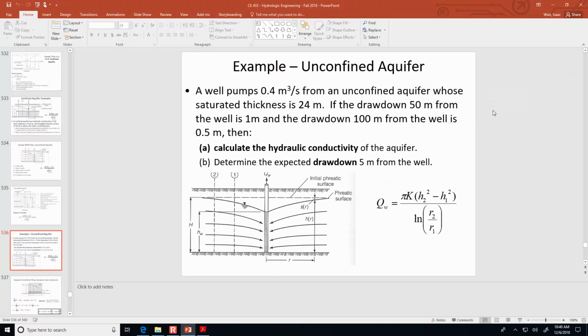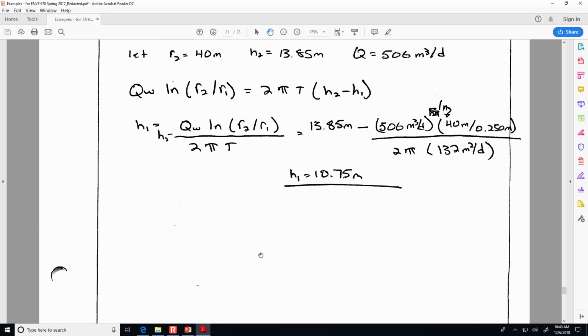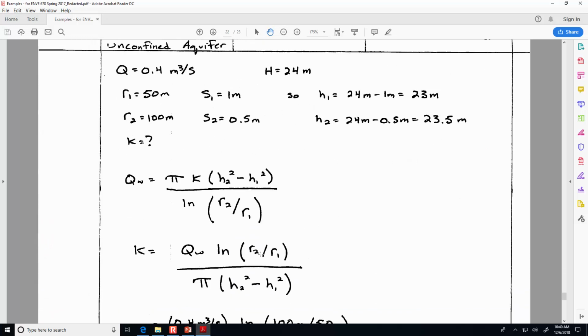For the first part, the hydraulic conductivity for the unconfined aquifer. All right. So labeling the one, what is location 1 and what is location 2? The convention is location 2 is the one that's further away. Location 1 is the one that's near.